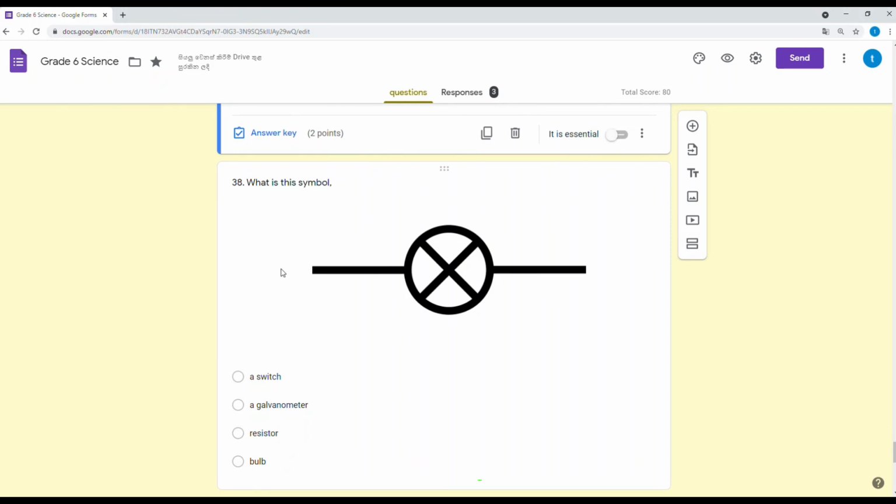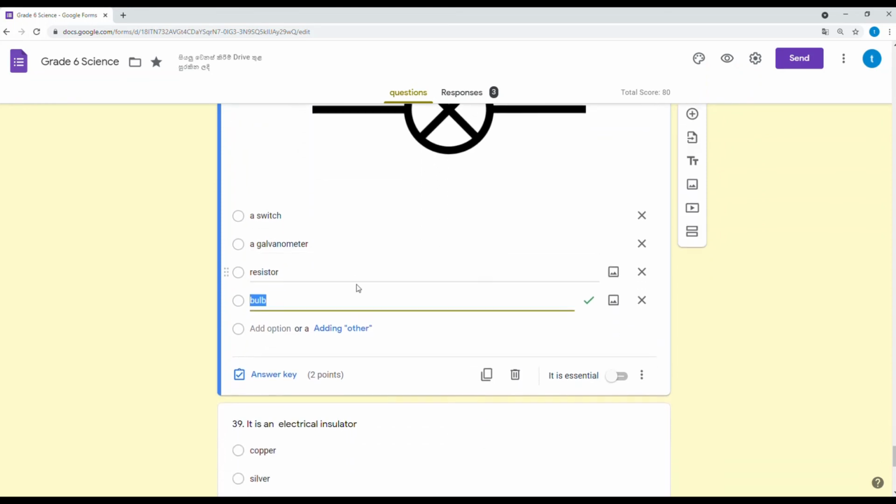38. Very easy question regarding a symbol. We know we use symbols in most of the places. If the symbol is there, easily we can recognize what it means and where we use it. So this symbol we use in circuits. So in this symbol, what is that? That is a bulb. Bulb. Your answer should be fourth one.